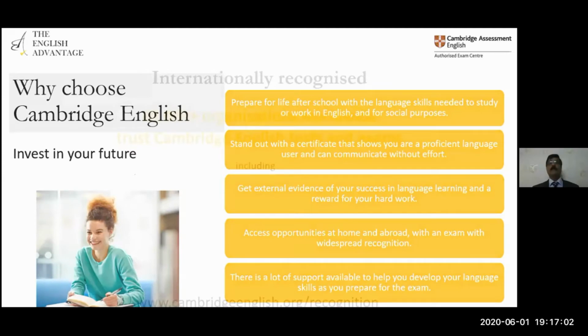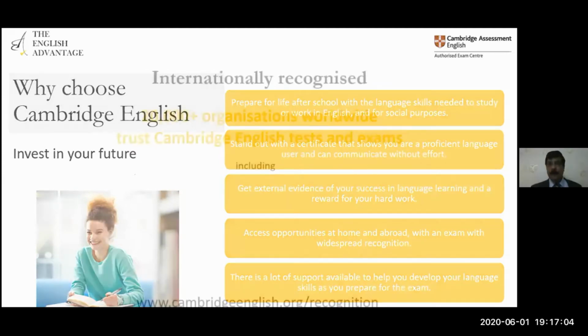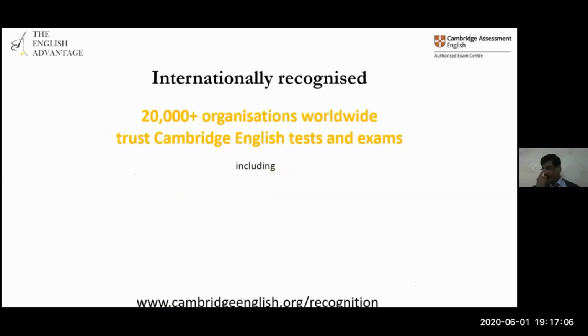Cambridge is internationally recognized. More than 20,000 organizations trust the Cambridge word. I'd like to give you a small example of a college that I was in about 8 months ago. This was in Hyderabad. I was at a college, and fortunately for me on that day, the campus interviews were being conducted for placement. They were picking up candidates to place in their company, and the company I'm referring to is Wipro.